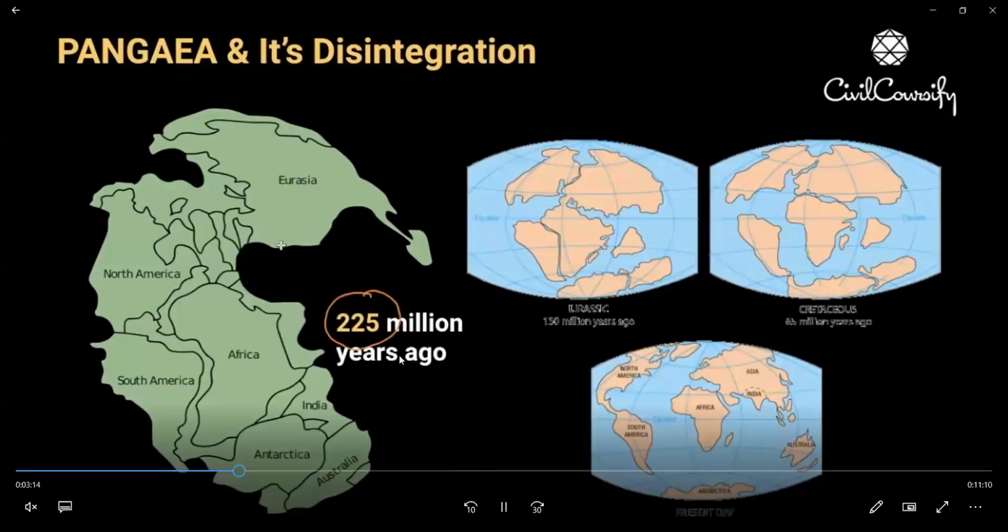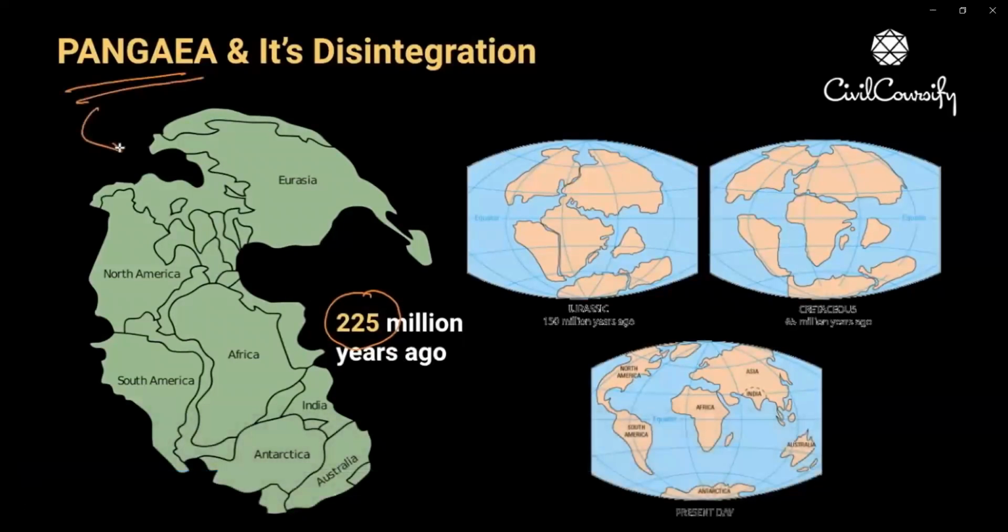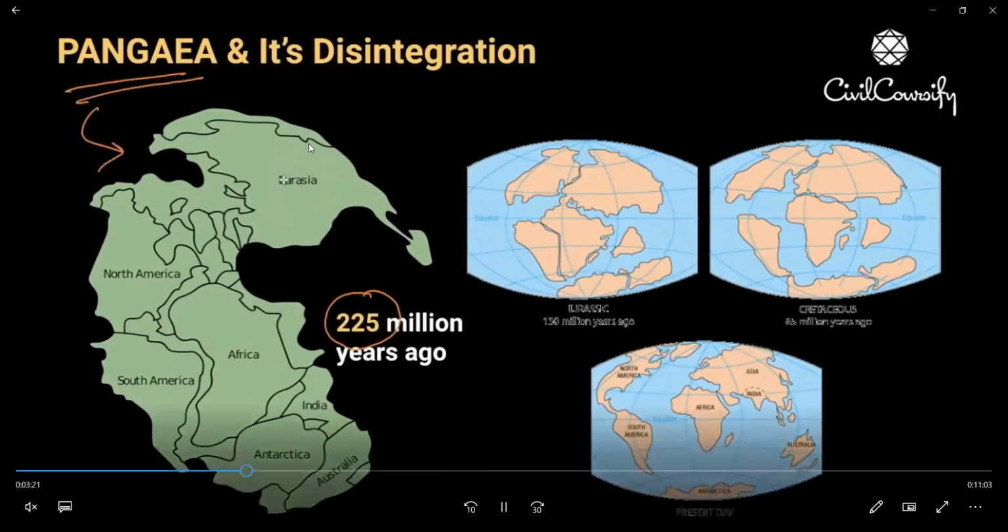About 225 million years ago, all the continents as we see them today were one supercontinent known as Pangaea. Pangaea was a huge landmass on the surface of the Earth. Pangaea further fragmented into two parts, the north and the south. In the north, we had Eurasia and North America. These formed the northern part of Pangaea. They were known as Angara land.